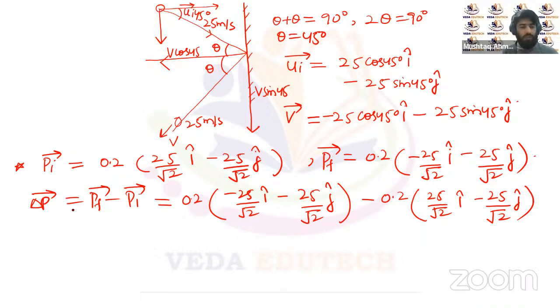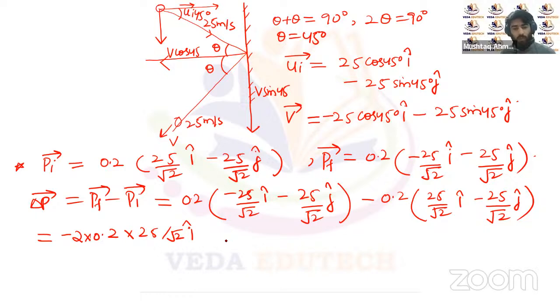So you can see here that the y component will just cancel out, because it will be minus 0.2 times 25 by root 2 and plus 0.2 times 25 by root 2, so it will get cancelled. We are left only with the x component. The x component will be minus 2 times 0.2 multiplied by 25 over root 2, and it will be along i cap.